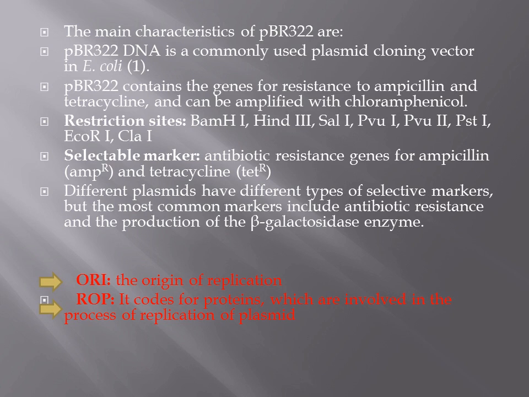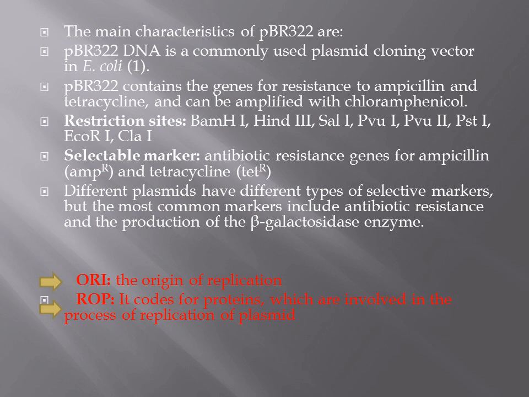It is a commonly used plasmid. It contains the genes for resistance to ampicillin and tetracycline and can be amplified with chloramphenicol. Restriction sites like BamHI, HindIII, SalI, PvuI, PvuII, PstI, EcoRI, and ClaI are present in this plasmid. Selectable markers like the antibiotic resistance genes for ampicillin, AmpR, and tetracycline, TetR, are present.